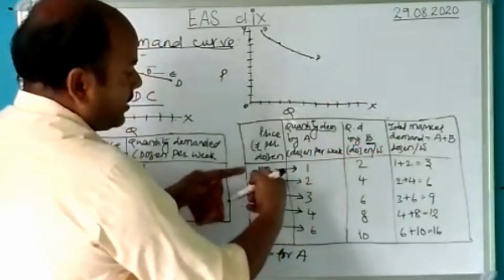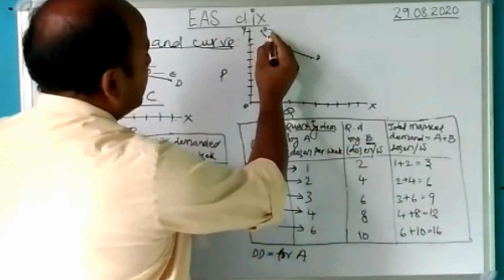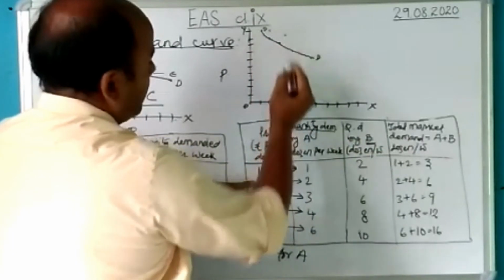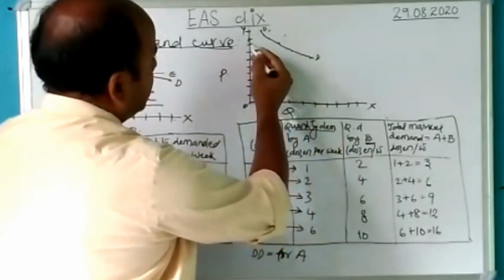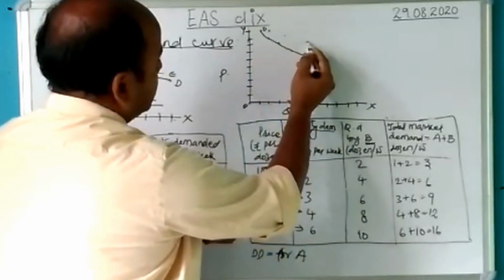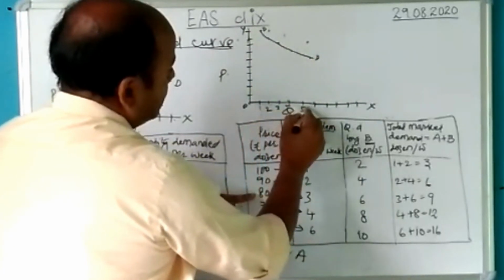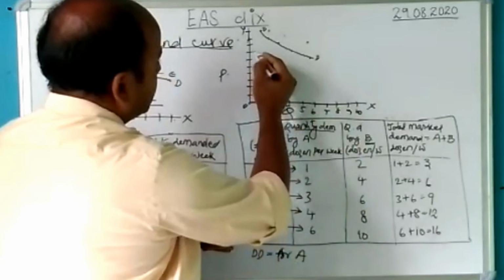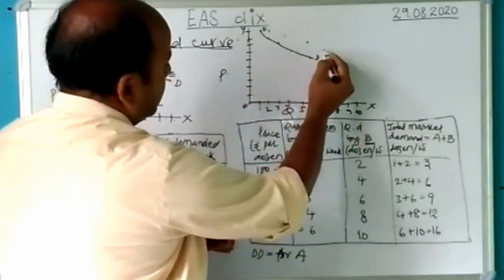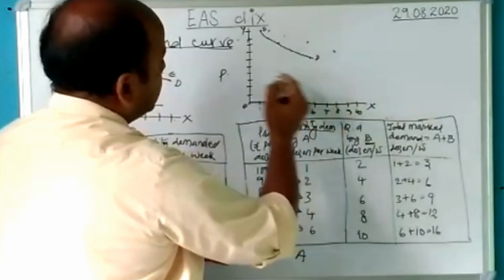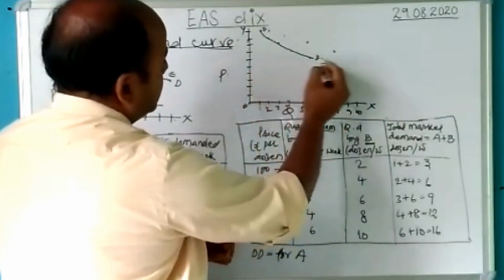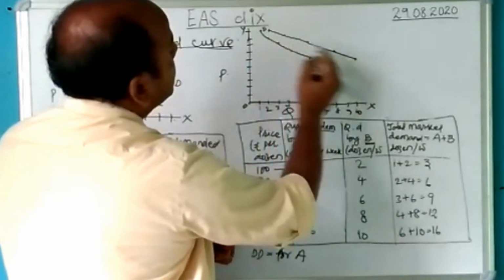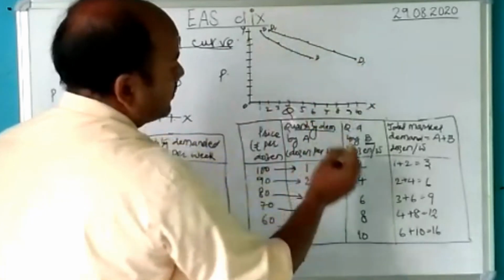Now let us draw it for consumer B. At 100, 2. At 94, at 86, at 78, 70 is 8, and 60 is 10. Now join it. You will get D1, D1. So D1, D1 is for B.